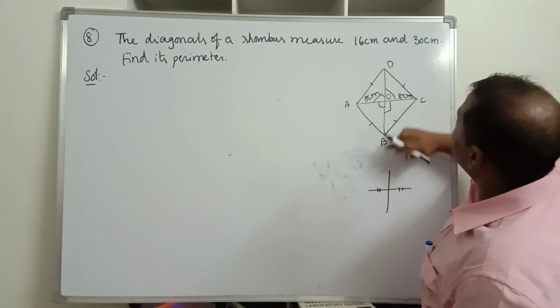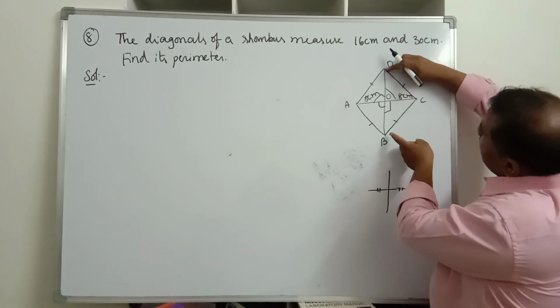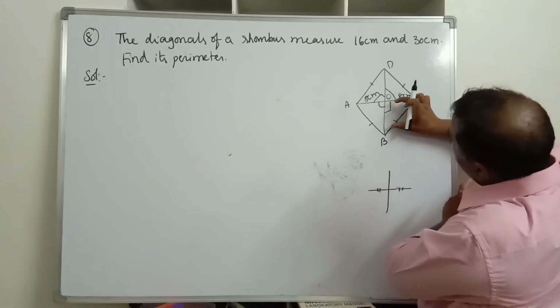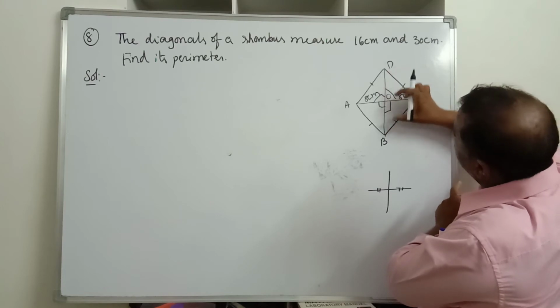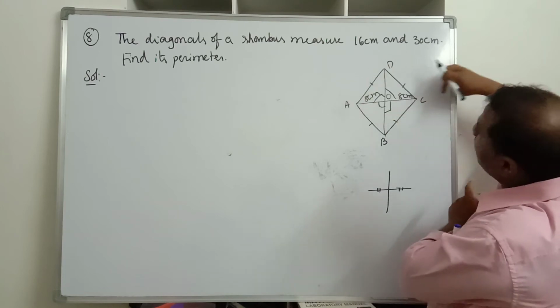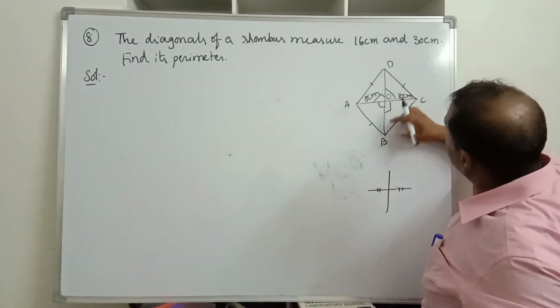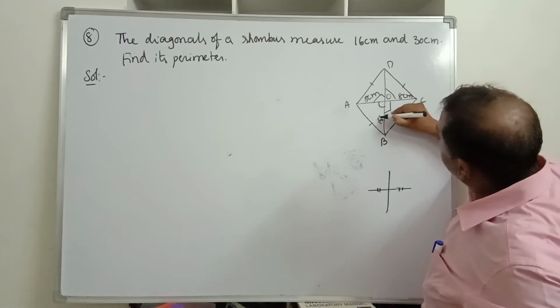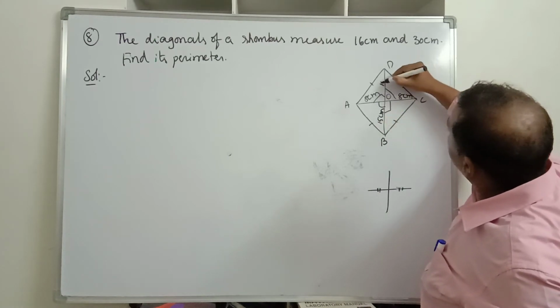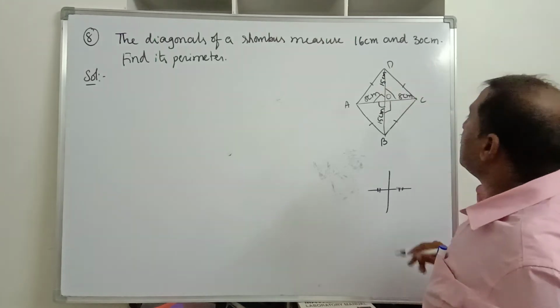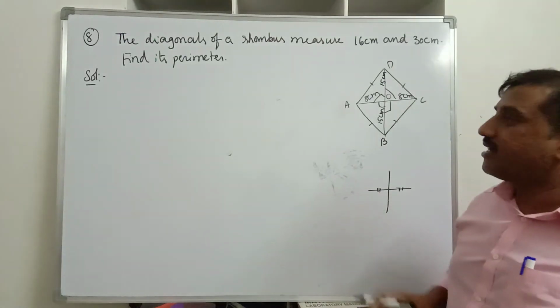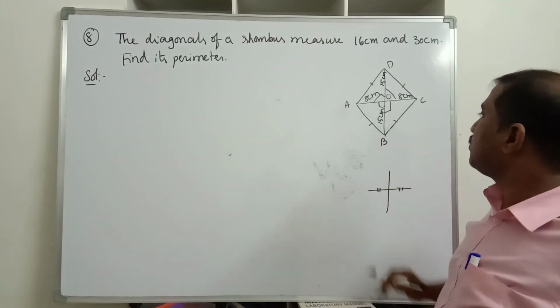Similarly, BD is given as 30 centimeters. BD is divided into two equal parts, that is OB and OD, by AC. Therefore, OB will give us what? 15 centimeters. And OD will give us what? 15 centimeters. Now we got four right triangles, and in those four right triangles, two sides we know.